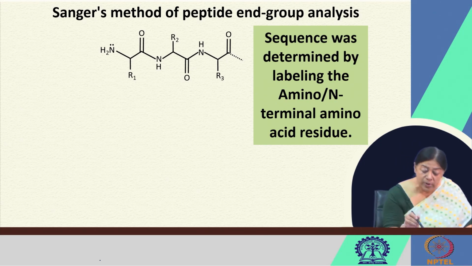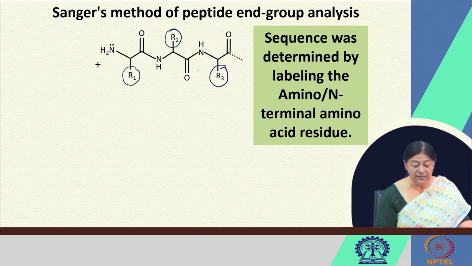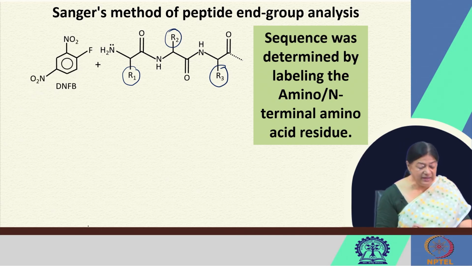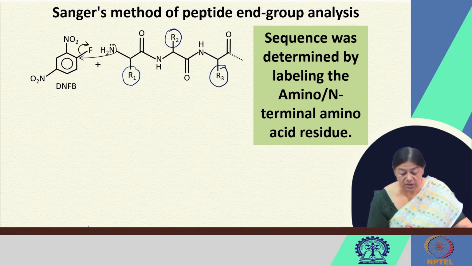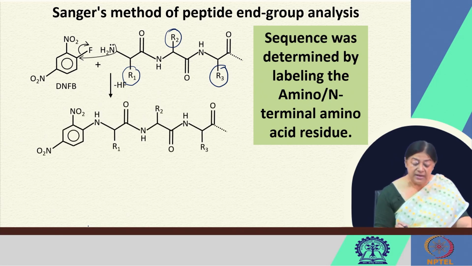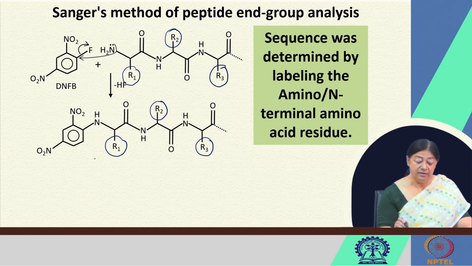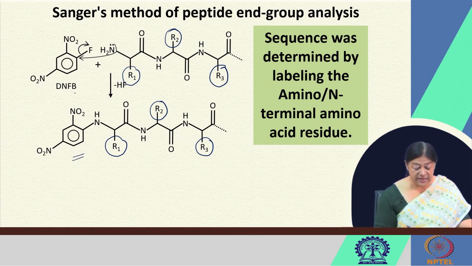What do we want to know? We want to know what is R1, what is R2 and what is R3. So, the method in this case is using a reagent, dinitrofluorobenzene, and there is a specific reaction that occurs. After this reaction occurs, we have the formation of this adduct. Now, this means that the R1, R2, R3 in the polypeptide chain are there, and we now have this product formed from the reaction with DNFB.